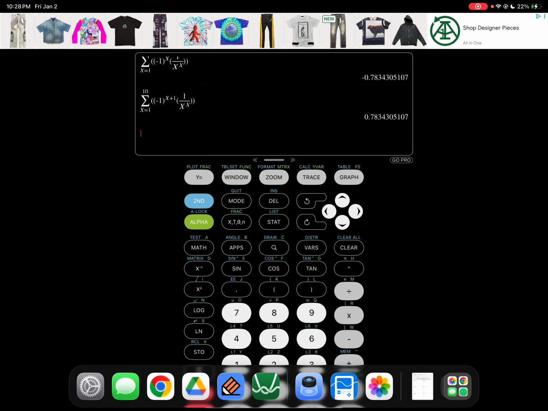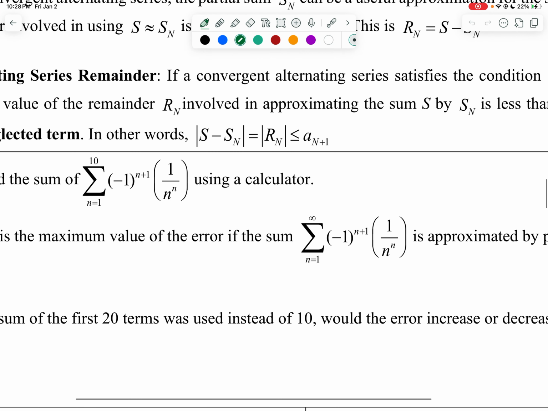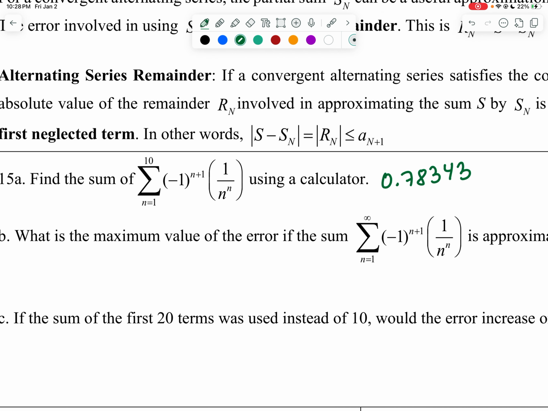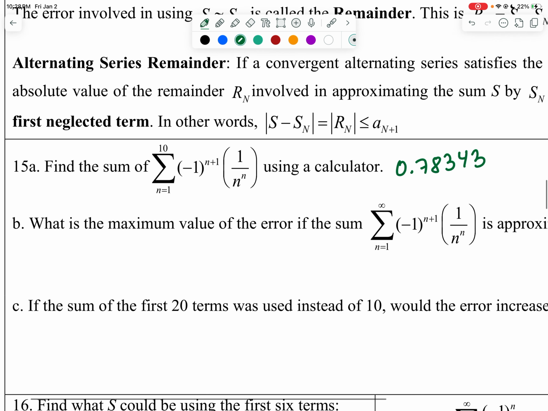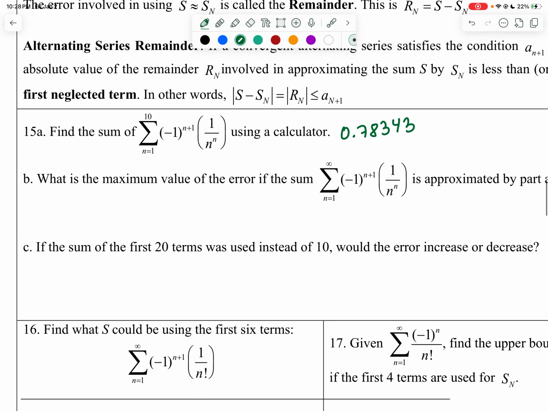0.78343. Now I'm going to use as many decimal places as I can so that you can see what's going to happen here. So we have this sum right here, and that is the partial sum for the first 10 terms. Now the problem is I don't want to find the partial sum for the first 10 terms. I actually want to find the sum of the infinite series, which is going to be part B. Actually, no. We'll leave that for number 16. For part B, it's going to talk about what's the maximum value of this error.